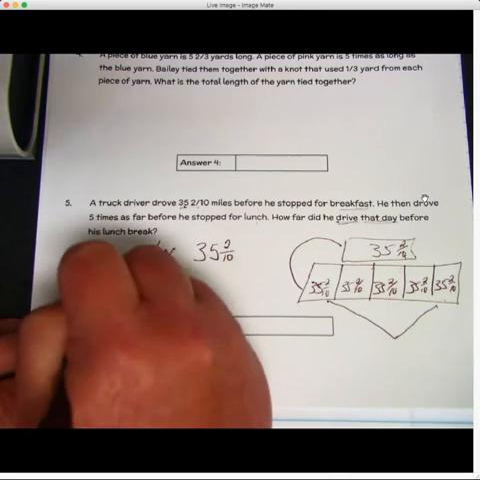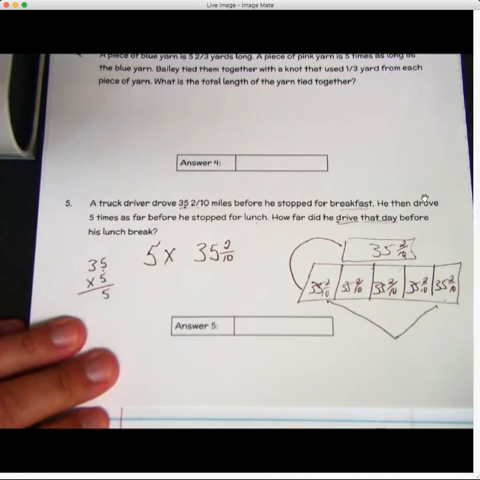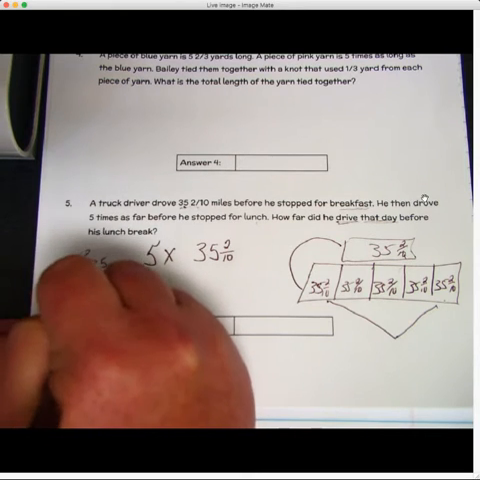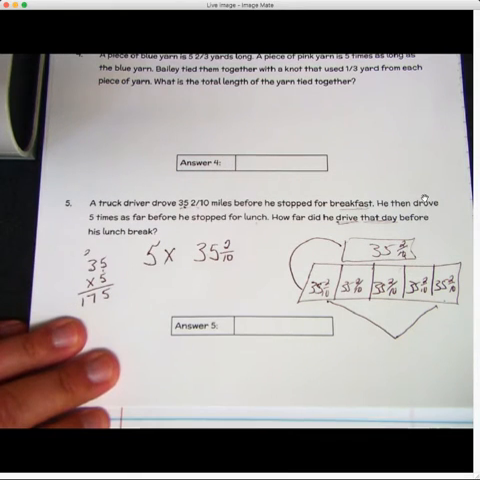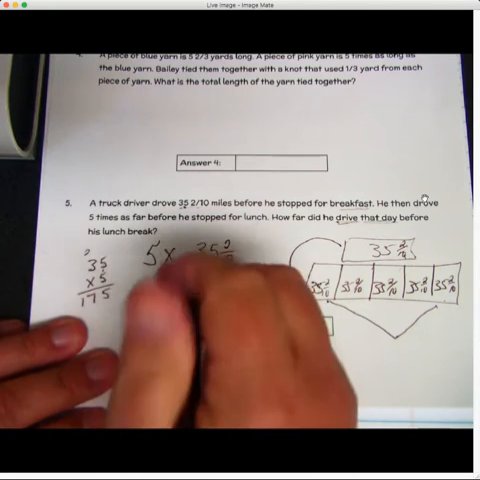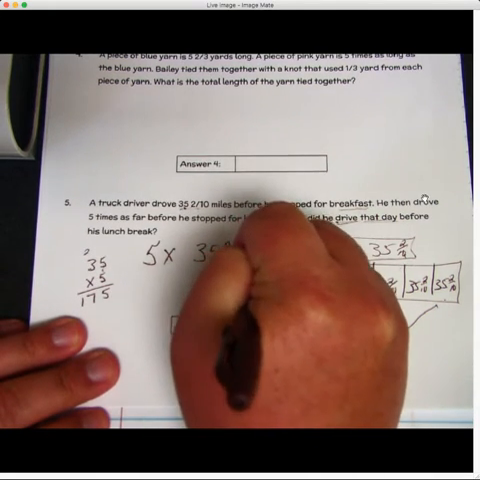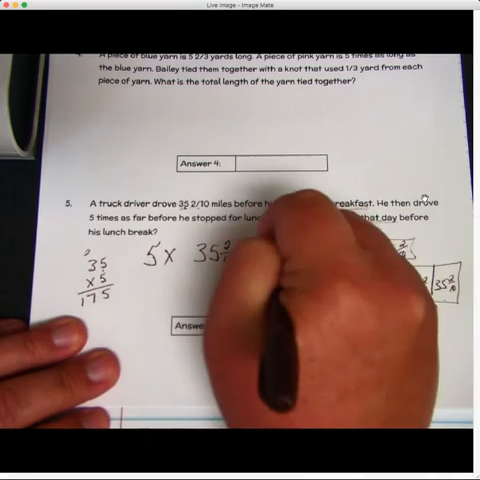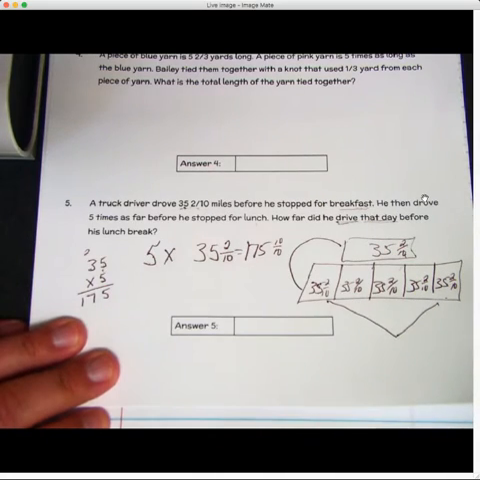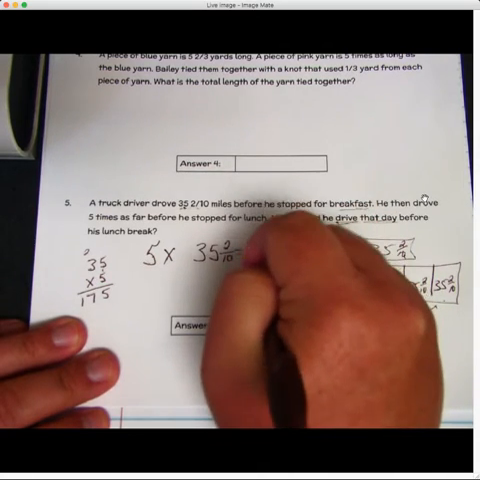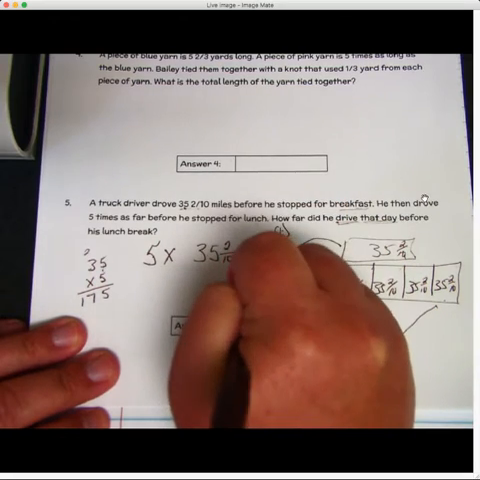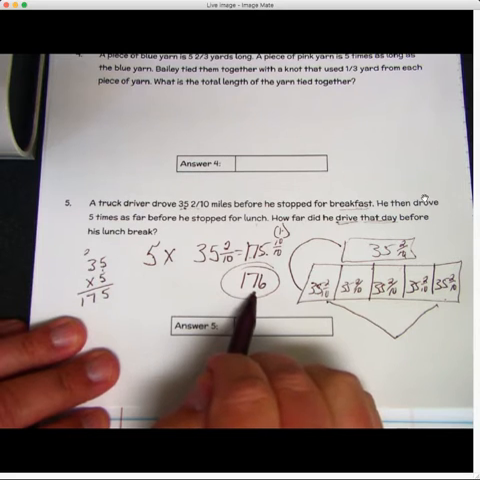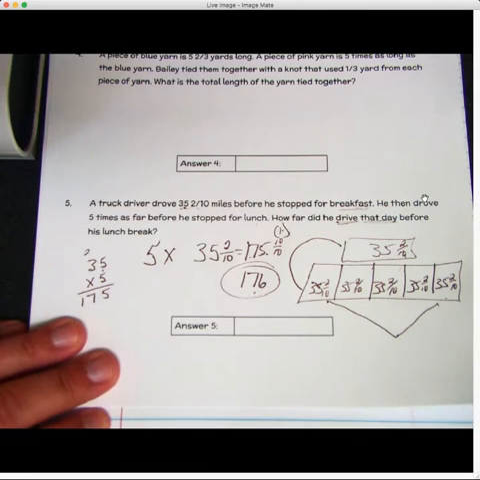So 5 times 35, 5 times 5 is 25. Put our 5 down, carry our 2. 5 times 3 is 15, plus 2 is 17. So 5 times 35 is 175. But now we've got to do 5 times 2/10. So we do 5 times 2 is 10 tenths. Well, how much is 10 tenths? That's the same thing as 1. So 175 and 1 more would be 176. So he drove 176 miles between breakfast and lunch.